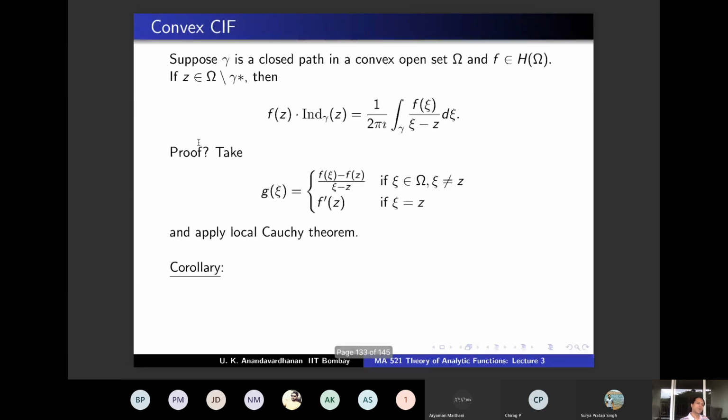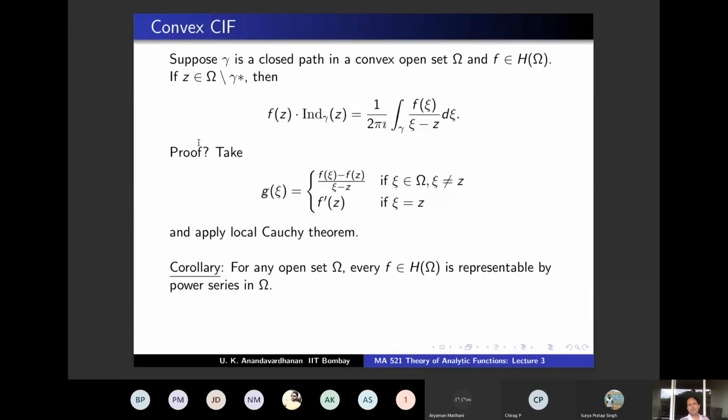That's it. So a corollary to this will be, for any open set omega, every f is representable by power series. This we have already indicated in the last lecture. Once you get the Cauchy formula like this by our general result, by taking the measure to be f of gamma t, gamma prime dt, etc., and gamma to be a circle, right? I mean, representable meaning given a disk you have to show. So given a disk, you can take the boundary of that disk.